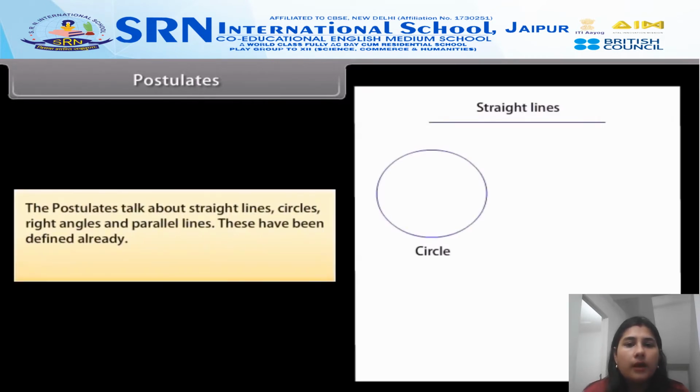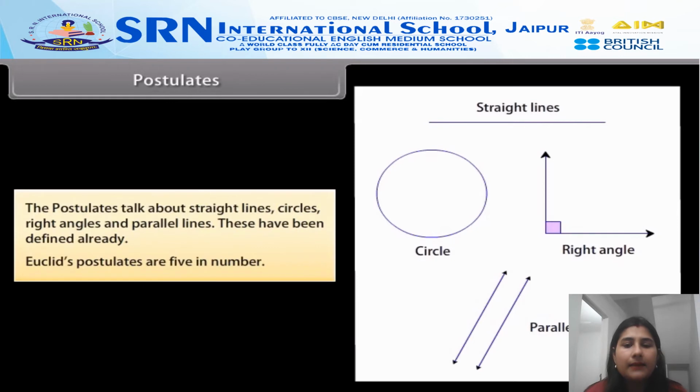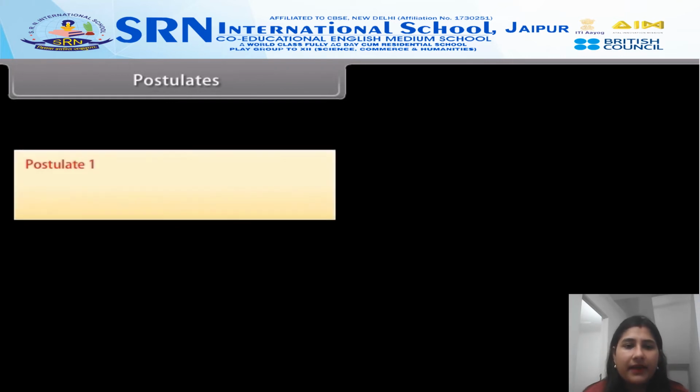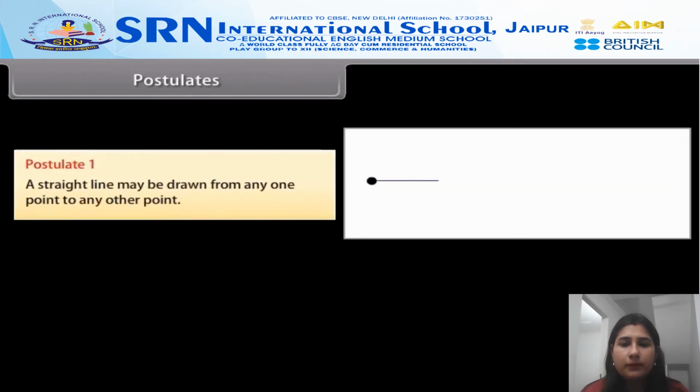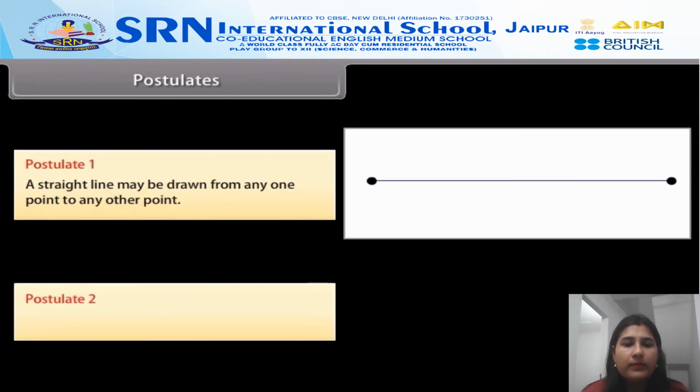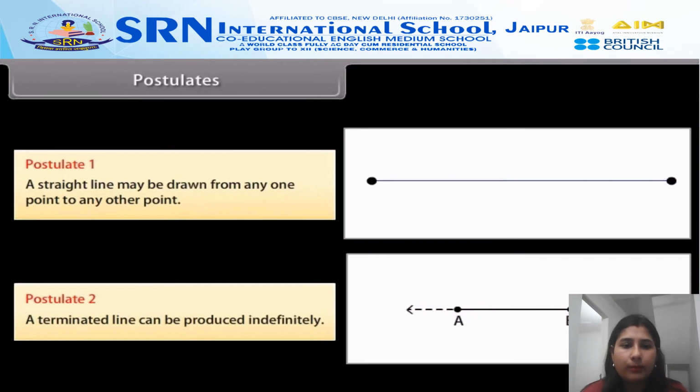Now let's talk about postulates. The postulates are about straight lines, circles, right angles and parallel lines. These have been defined already. So let us begin with postulate number 1. A straight line may be drawn from any one point to any other point. Postulate 2: a terminated line can be produced indefinitely. As you can see in the figure, a terminated line can be produced n number of times, that is, indefinitely.